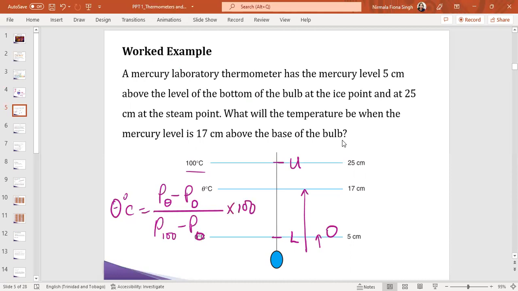Because this is going to give you a fraction. What's our property at theta? 17. What's our property at 0? 5. What's our property at 100? 25 minus 5. So we're going to end up getting 17 minus 5 is 12 over 20. I don't even need a calculator to do that. 12 by 5 is going to give you 60.